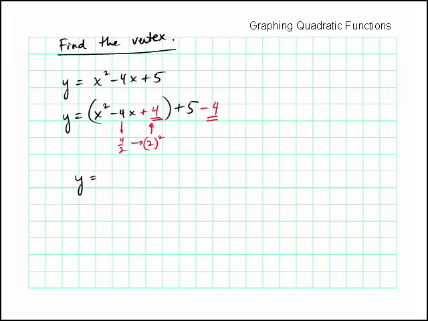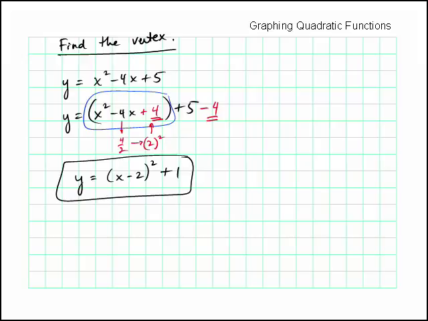Now, this in the parentheses factors to a perfect square. It is x minus 2 quantity squared. And then on the end I have plus 1. Okay, and I've written it in this completed square form. And so I can see now that the vertex is going to be located at 2, comma, 1. The vertex of our parabola is 2, 1.